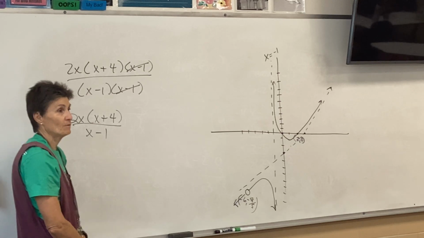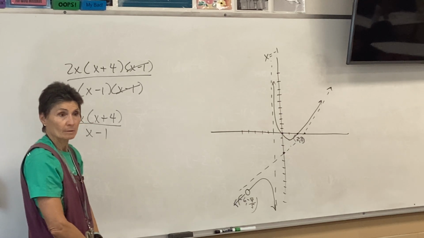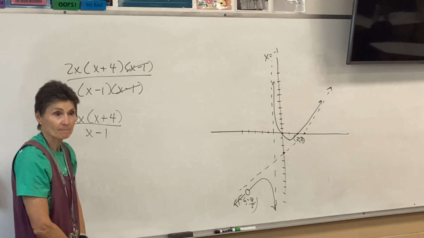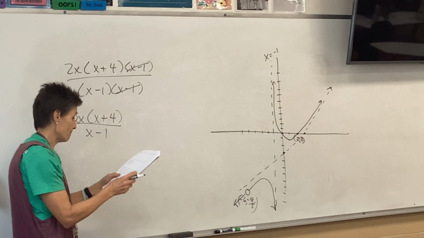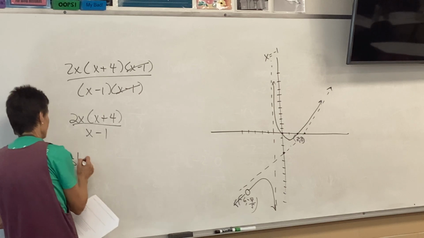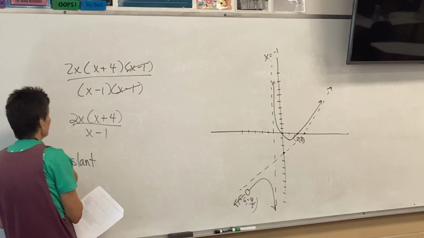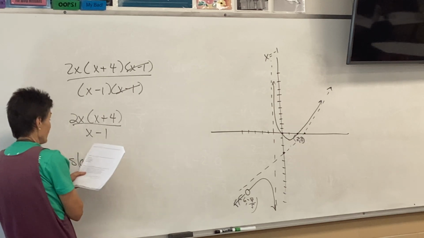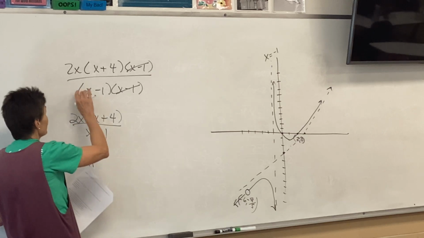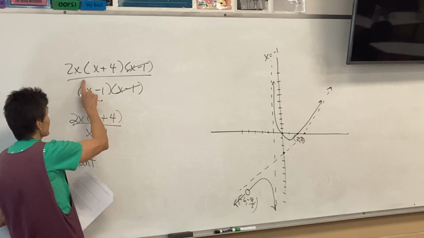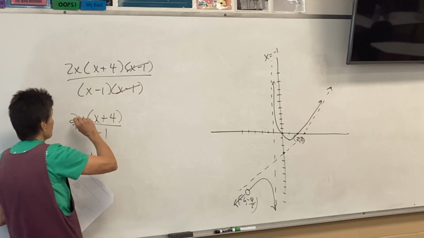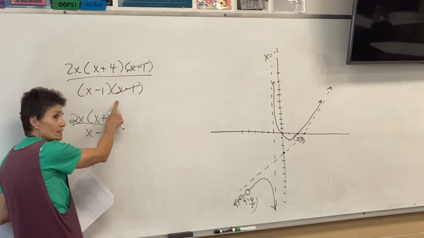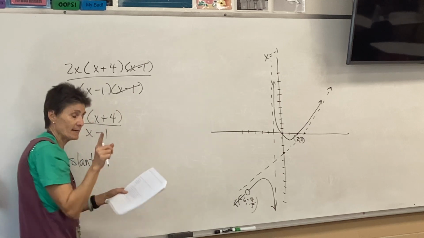What do you think? Have you figured it out? What do you think it is? C? What's C say? It has a slant asymptote. Wouldn't this definitely have a slant asymptote? Because if I look at my original, isn't the power on top x cubed and the power on the bottom x squared? So I think we have a slant asymptote, I agree.